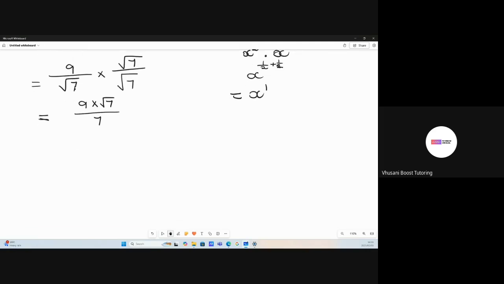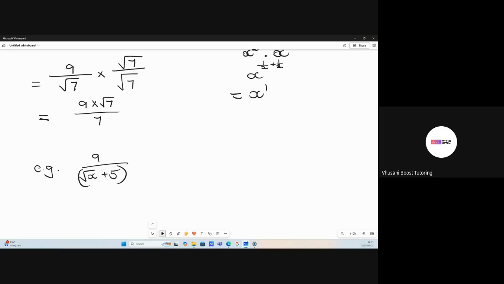Okay, so now let's do the conjugate one. Let's refresh your memory. Let me make a quick example. Let's say we have 9 divided by the square root of x plus 5. All right, let's say we have something like this.